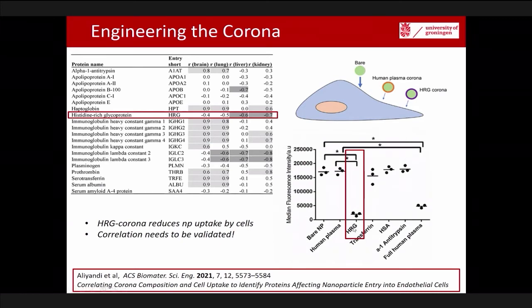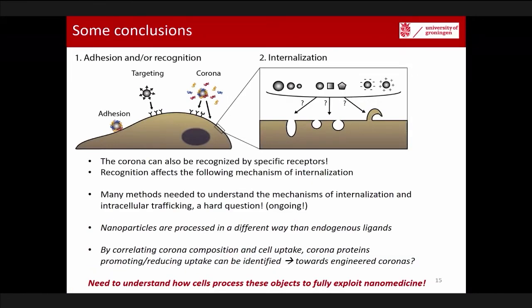But in the example of the HRG, we could really see that by engineering the corona, creating an artificial corona of HRG, the uptake was reduced in the same way as with the full human plasma. So this protein alone seems to be capable of reducing uptake of nanoparticles in this case. So this is it for today.